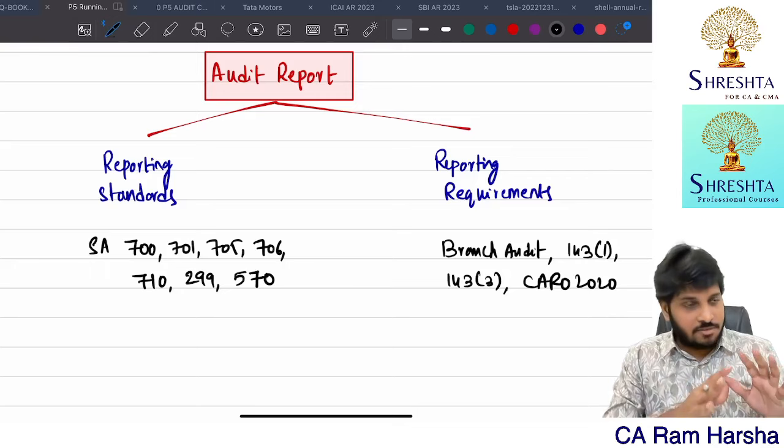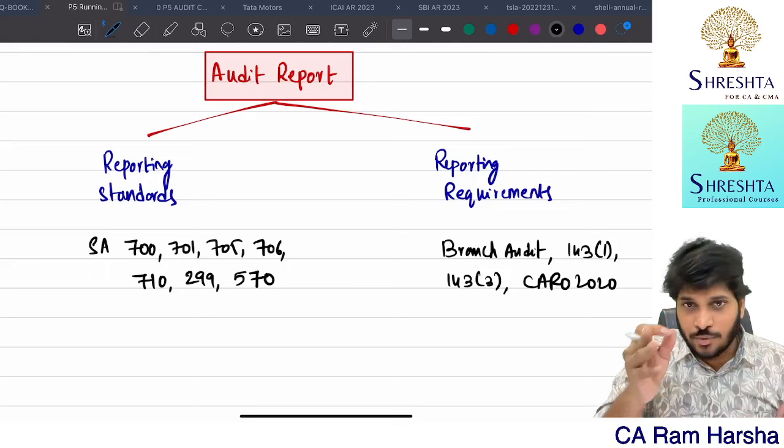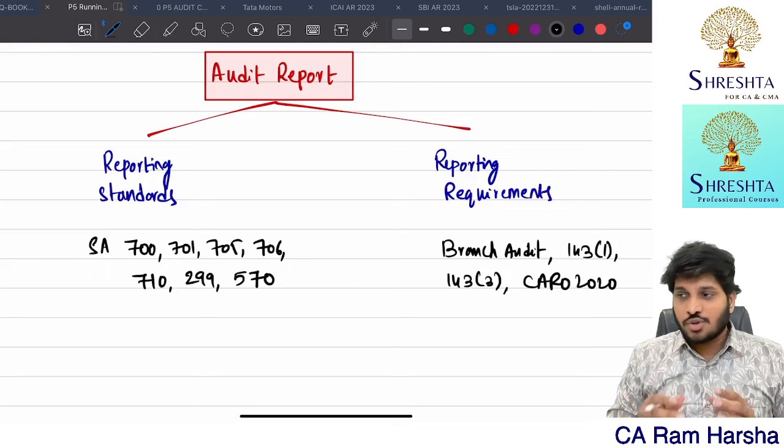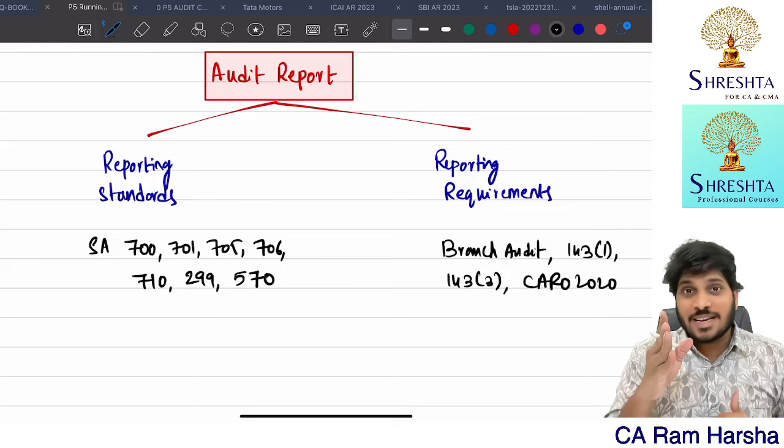You know very well, your objective is to give an opinion. Your objective as an auditor, even in the definition of audit we have seen, is to express an opinion on the financial statements. Yes or no? So how do you express the opinion? How do you give your opinion? You will express your opinion through the audit report.